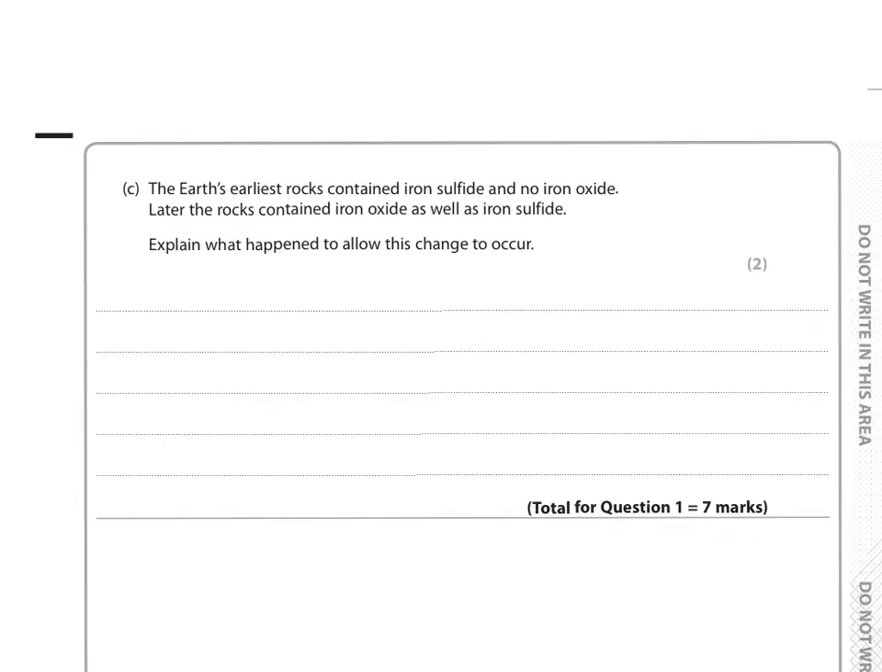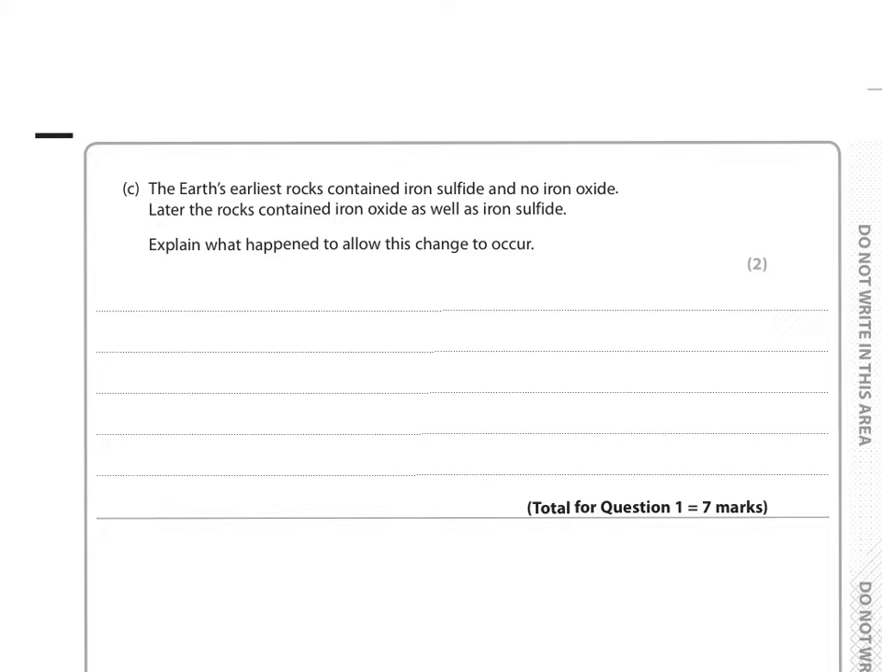Part C says the Earth's earliest rocks contained iron sulfide and no iron oxide. Later rocks contained iron oxide as well as iron sulfide. Explain what happened to allow this change to occur. Well, what happened from the early atmosphere to the current atmosphere is that the amount of oxygen increased due to photosynthesis from plants using carbon dioxide and making oxygen. The evidence is that that oxygen is included in the rocks to form iron oxide, and the oxygen reacts with iron to make iron oxide. So early rocks only contain iron and no iron oxide, and later rocks contain iron oxide.